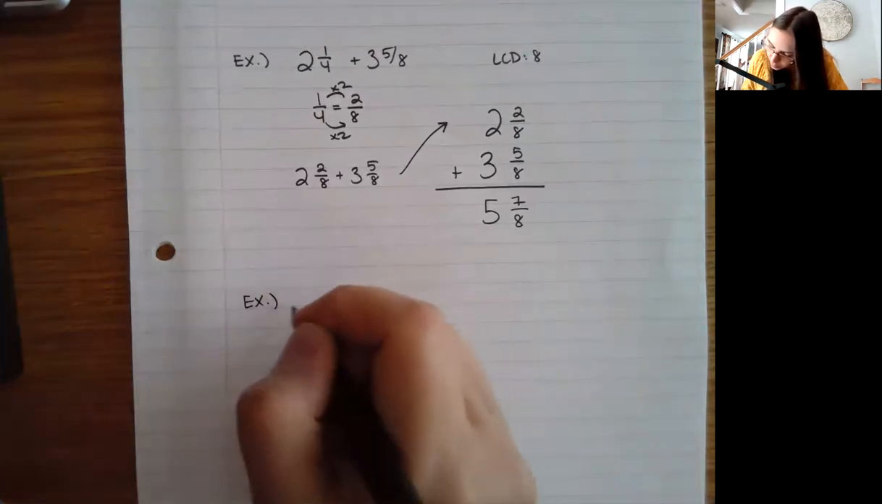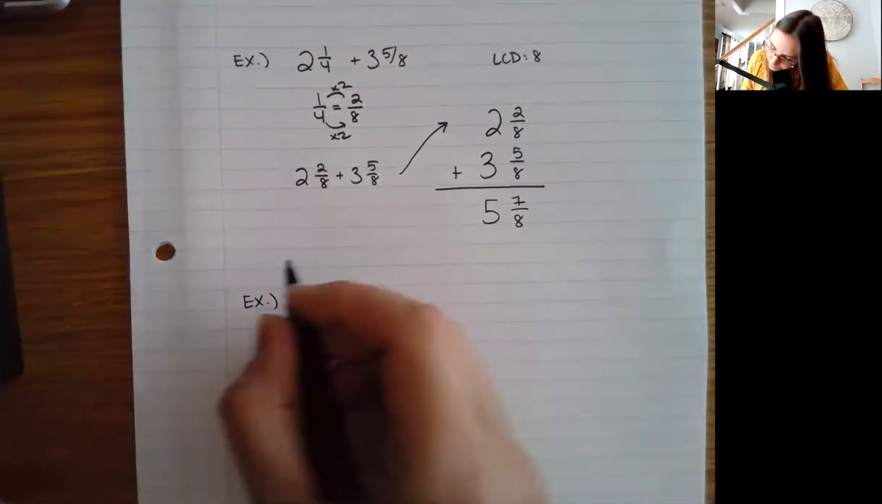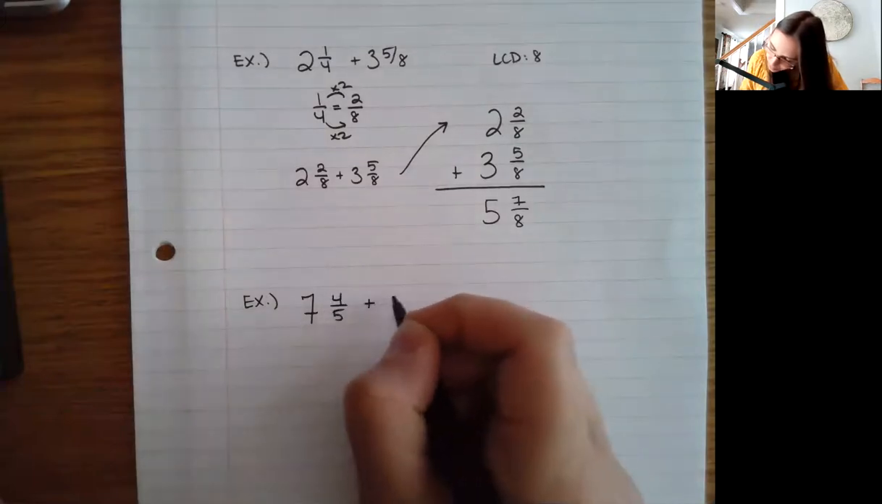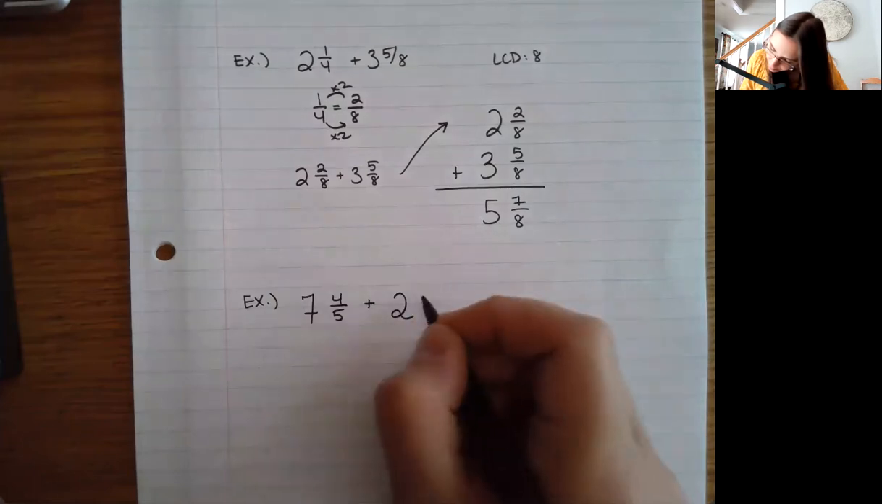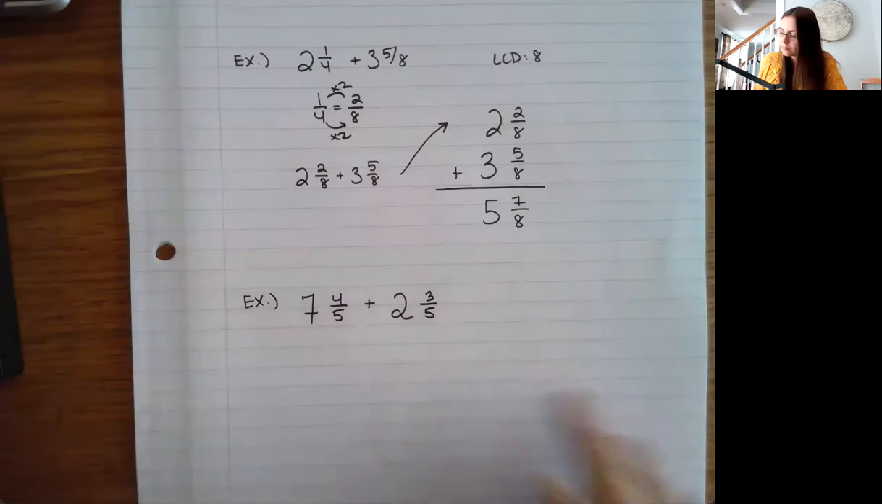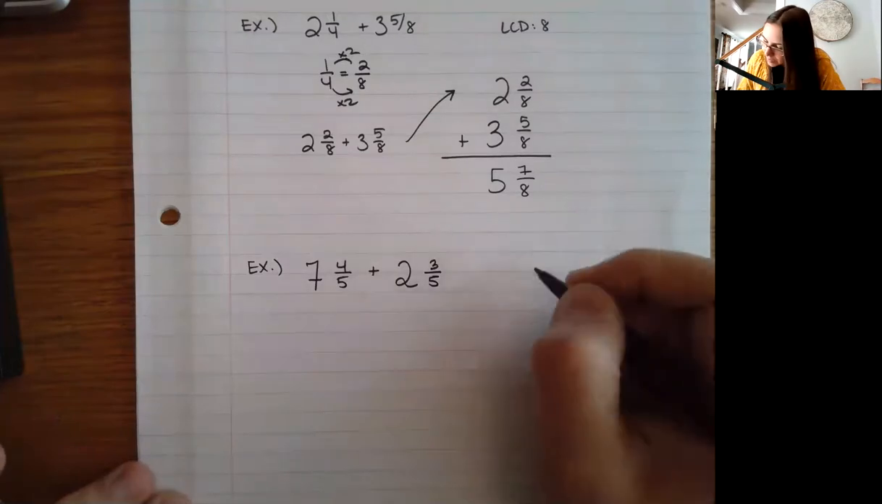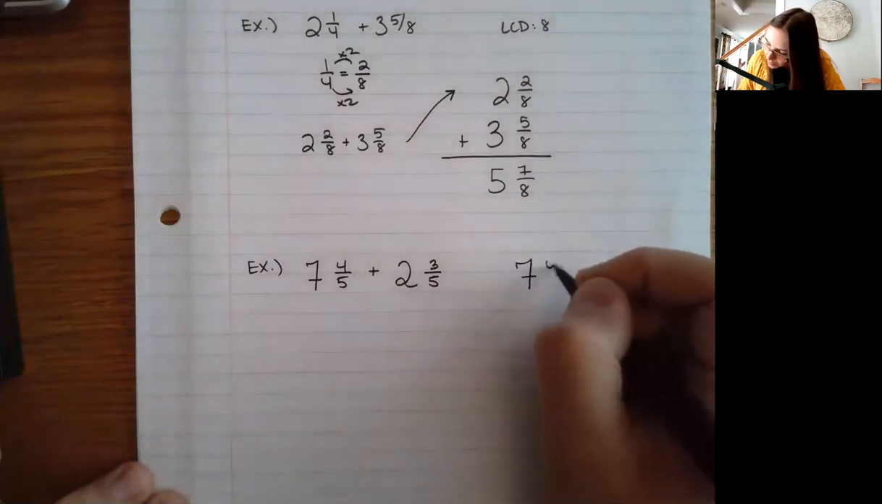All right, so let's do, how about 7 4/5 plus 2 3/5. Actually, let's do that one. So I already was starting with common denominators here just to make my life a little bit easier to show you guys, but you would always want to make sure you have common denominators first. And like I said, I think it's easier to do this vertically, so I'm just going to go ahead and line it up.